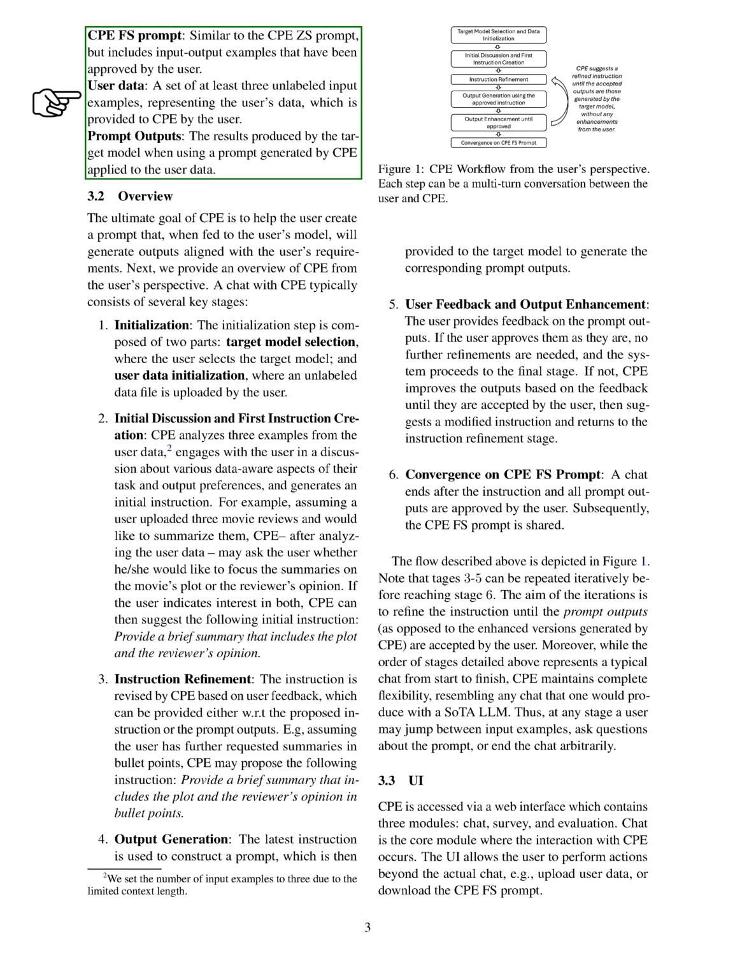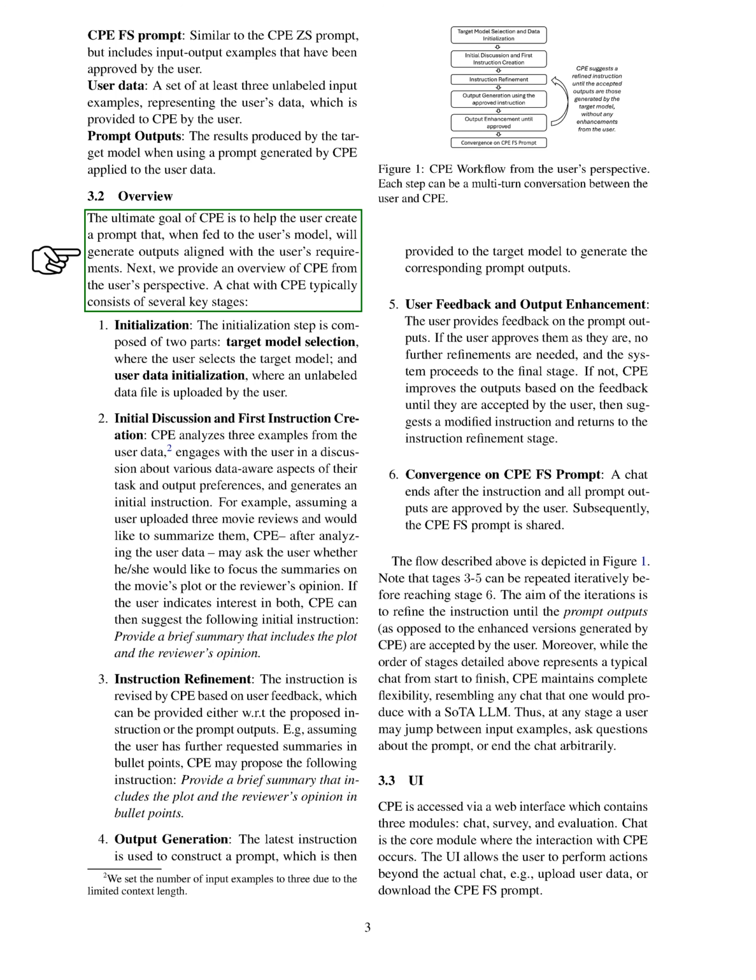User data consists of at least 3 unlabeled examples provided by the user. Prompt outputs are the results generated by the model when we use a prompt based on the user data. Our main goal with CPE is to assist users in creating prompts that will yield outputs that meet their needs. We outline the process from the user's perspective, which typically involves several stages.